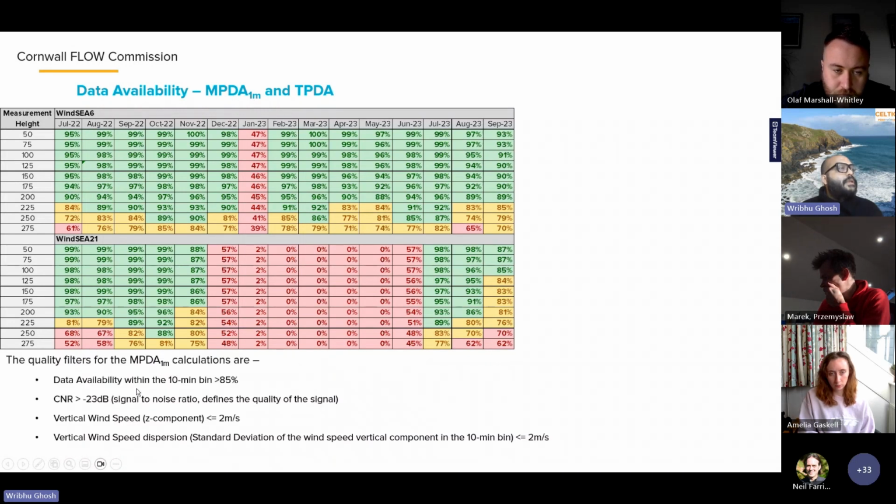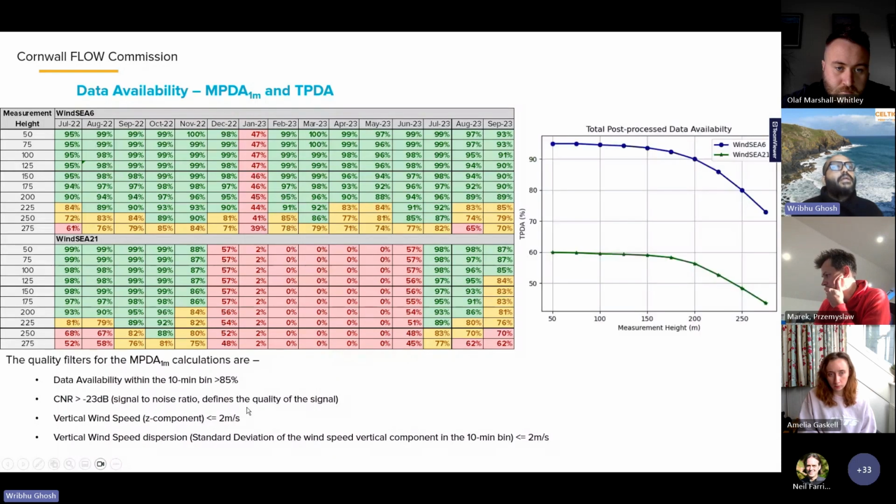These are the quality filters that we have used for calculating that. This is data availability within the 10 minutes bin greater than 85%, a signal to noise ratio greater than -23 decibel, vertical wind speed and vertical wind speed standard deviation less than 2 meters per second. Since we had a huge data loss in WinC21, this is the total post-process data availability. However, WinC6 is the one that is much better. What is consistent in both is that the data availability is quite high till about 200 meters, and then it starts falling off the cliff.